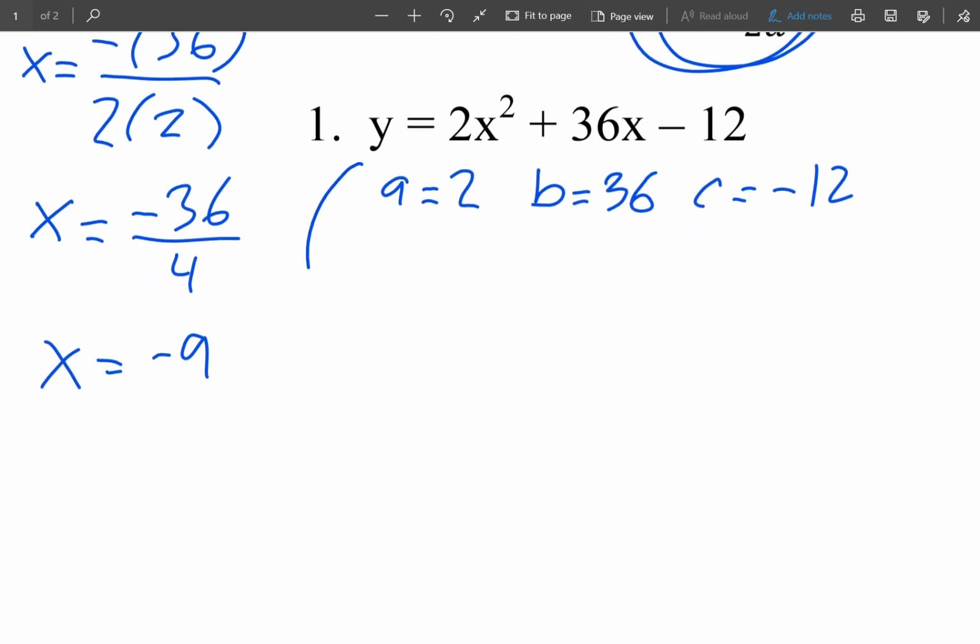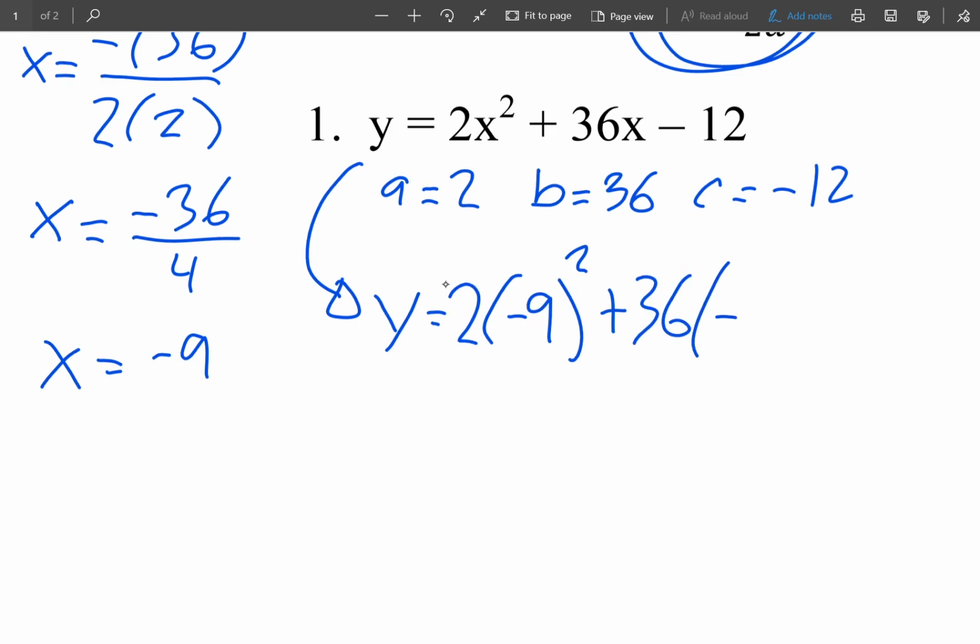I'm going to take this equation, y equals, and I'm going to plug in wherever I used to have an x, I'm going to put negative 9. 2 times negative 9 squared plus 36 times negative 9 minus 12. Then what do I do next?